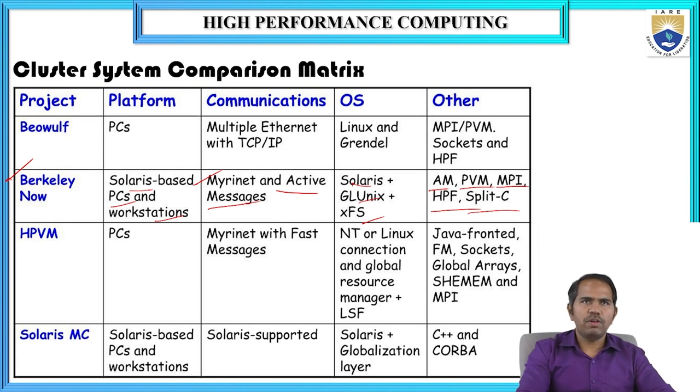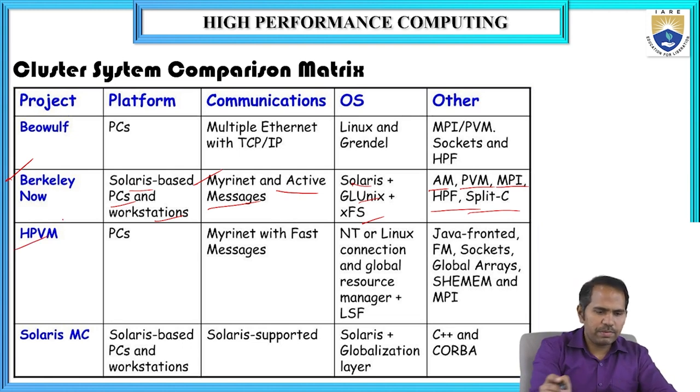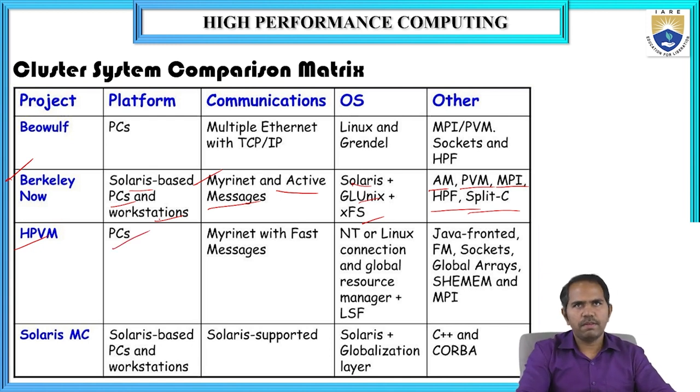And High Performance Virtual Machines use PCs, personal computers, as the platform. For communication they use Myrinet and Fast Messages. The operating system is Linux with Global Resource Manager plus LSF. And the other things are Java front end, Fast Messages, sockets, Global Arrays, shared memory, and MPI, message passing interface.